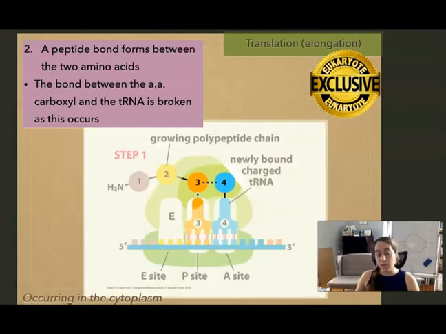So the next thing that occurs is the formation of a bond between the amino acids in the P site and the A site, and the destruction of the ester bond between the amino acid in the P site and its tRNA in the P site. So this is the enzymatic function of the ribosome, which again is due to the RNA, not the proteins. And again, that is the formation of a peptide bond and the destruction of the ester bond.